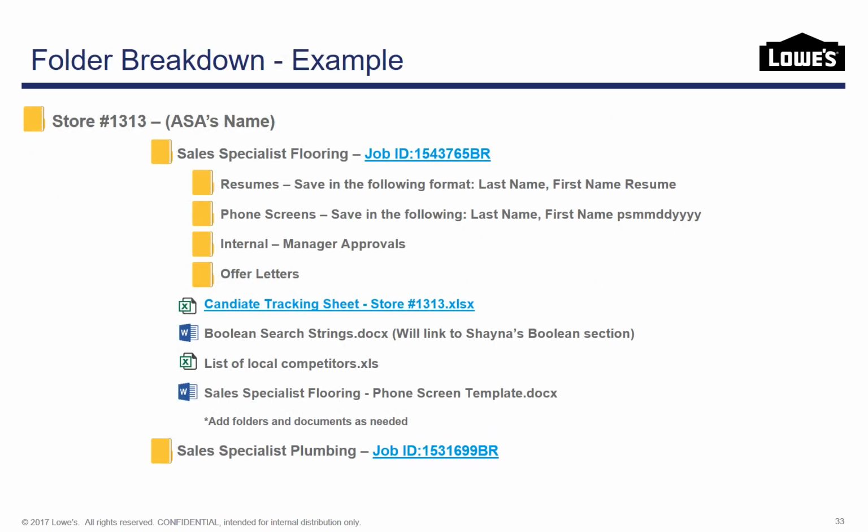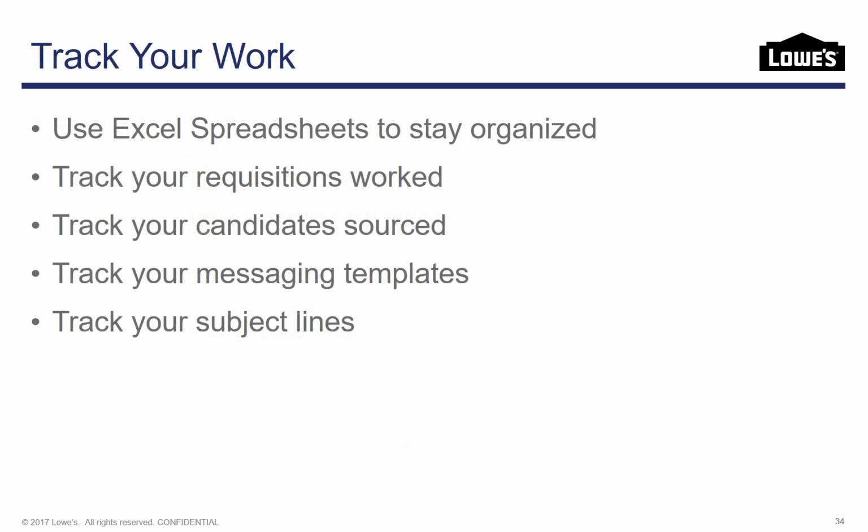Here's a visual of how to organize your folders using the nested clusters. Store name is in the main folder. Job titles are the second level folders. And the folders in the third level are organized by documentation type. Another great way to stay organized is to use Excel to track your work. You can save separate Excel sheets to track rec assignments, candidates, messages, subject line effectiveness, etc.